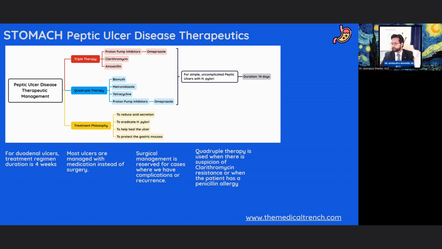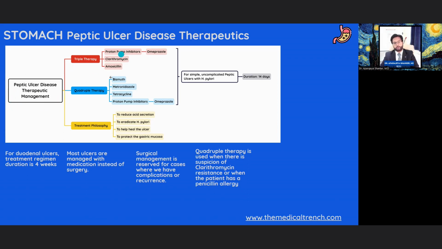Intractability, which means that the ulcer is not healing despite therapy, or there is a hemorrhage, there's some kind of bleeding, so you need to stop the bleeding, or there is an obstruction, or there is perforation. If you have any one of these indications, then you operate. Otherwise, just keep it simple by managing it through therapeutics.